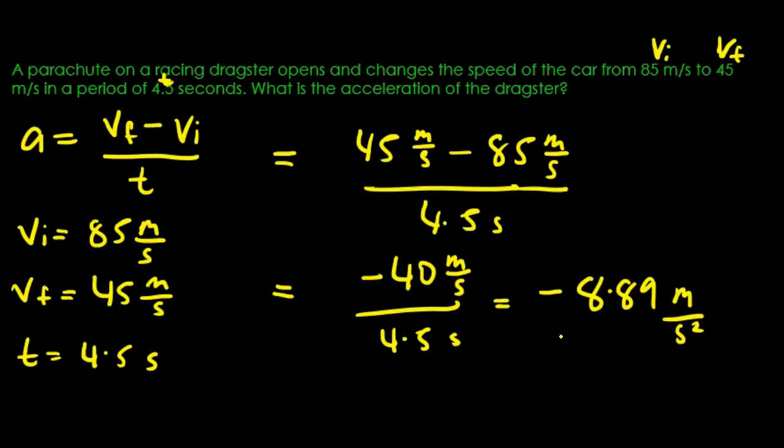So for every second that went by over that 4.5 seconds, it was getting 8.89 meters per second slower. So our acceleration is negative 8.89 meters per second squared.